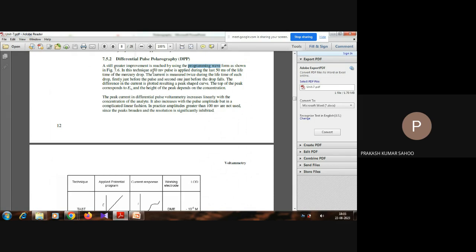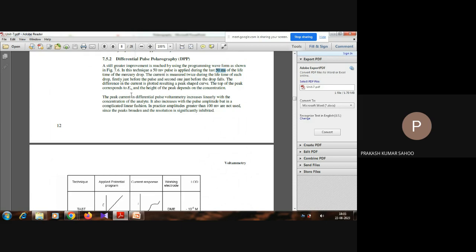A 50 millivolt pulse is applied for 50 millisecond, and these things adjust the differential between the normal pulse polarography, and the data is obtained by making it standardized. That is 50 millivolt for 50 millisecond, but the differences will arise, and this will be the differential pulse polarography. The difference in the current is plotted, resulting in a peak shaped curve.